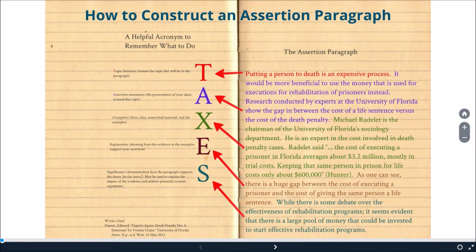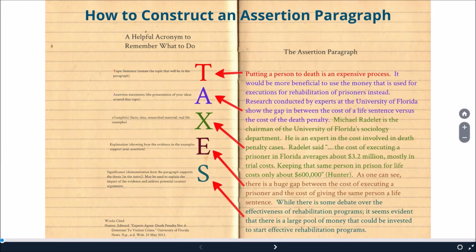Okay, grade sevens, welcome back, and we are taking a look at how to construct an assertion paragraph. In the original assignment, it is a 5-paragraph essay. This would be the second, third, and fourth paragraph. I'm not saying that each paragraph would be identical, but they are identical in format, not necessarily in content.